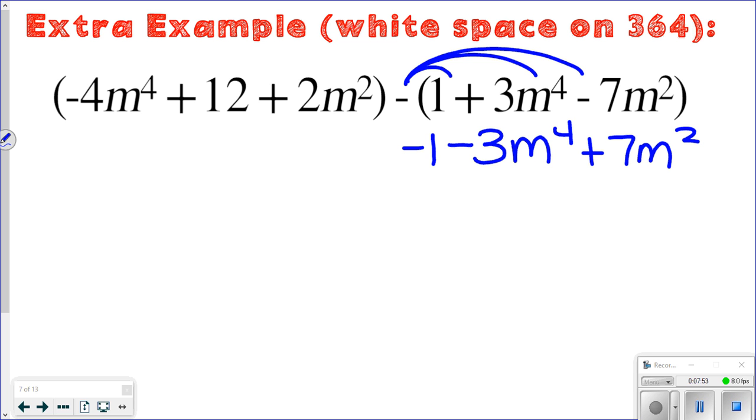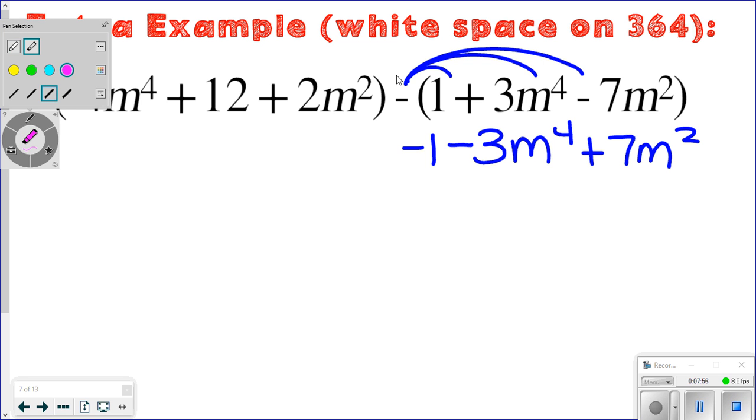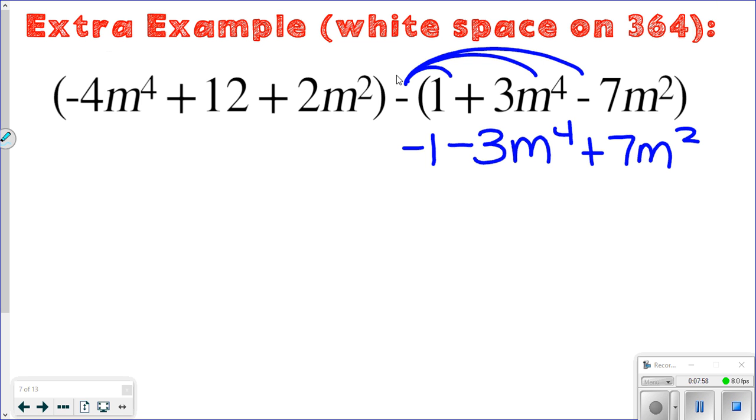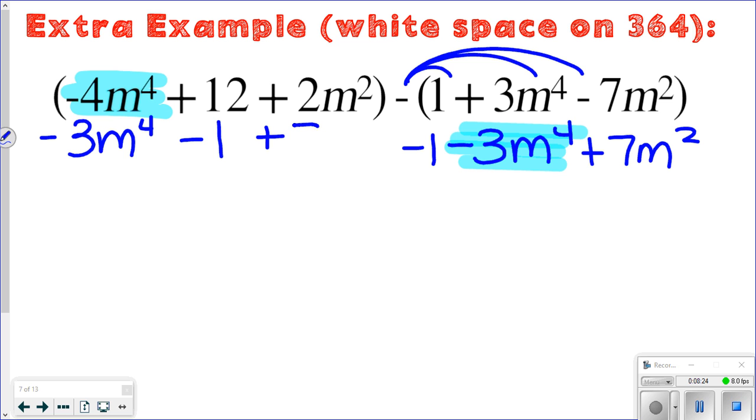Now I'm going to find my like terms. And remember, we want to write this in standard form. So I am going to look for the highest degree or the highest exponent first. So I have negative 4m and negative 3m. And if I wanted to, remember, we could write these vertically underneath if that helps you. And then I see a negative 1 and I see a positive 7m squared. So if I was to do it vertically, it's going to look like this.